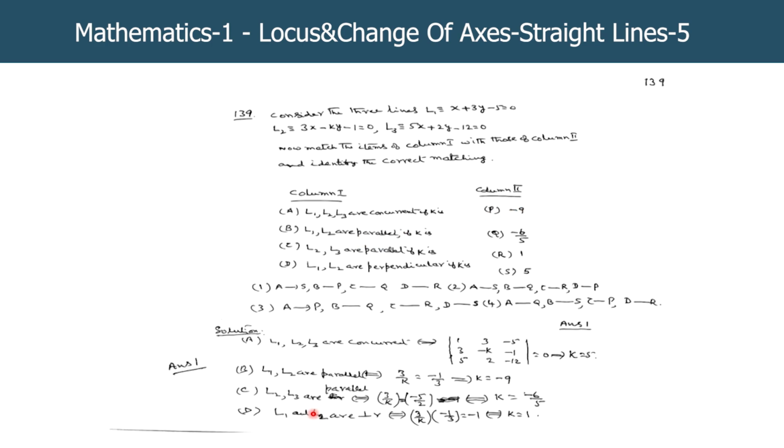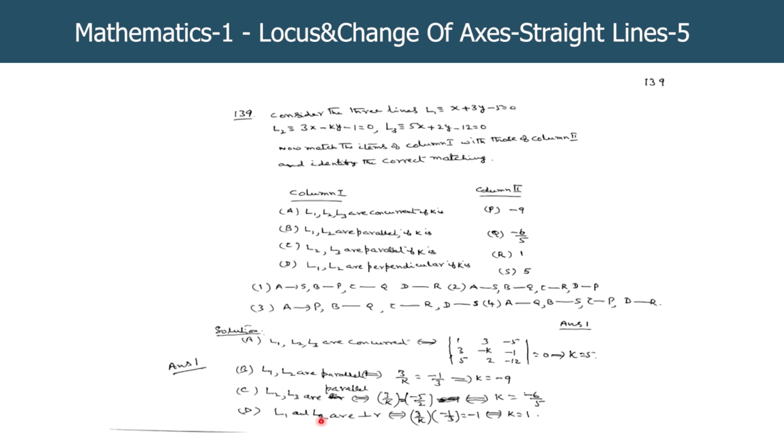Next, L2, L3 are parallel. Again the slopes are equal. So 3 by k is equal to minus 5 by 2. That implies k is equal to minus 6 by 5. So for C, the matching is Q.